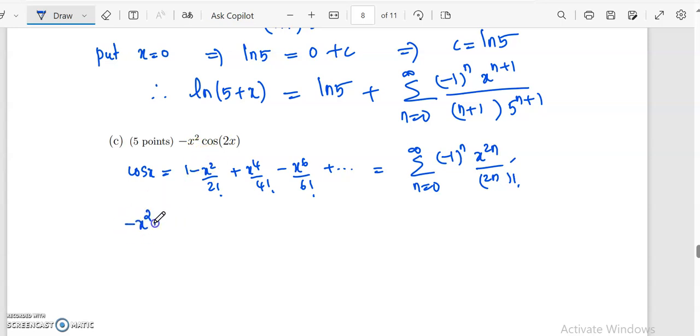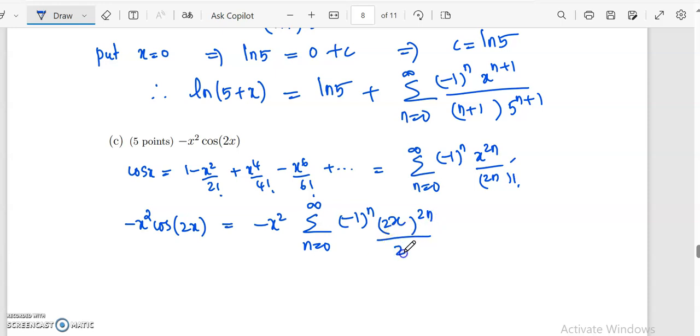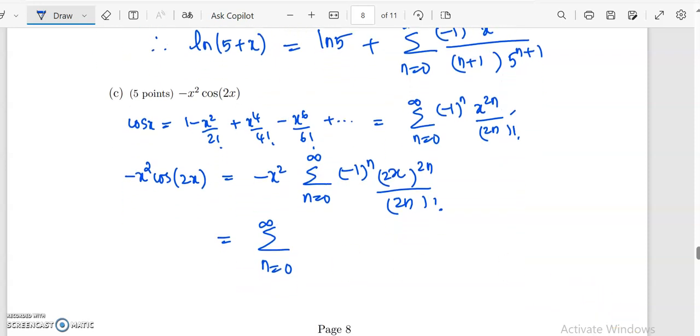So minus x square cos 2x will be equal to minus x square summation n equal to 0 to infinity minus 1 whole raised to n 2x whole raised to 2n by 2n factorial. So that will be summation n equal to 0 to infinity. Taking minus 1 inside, we will get minus 1 whole raised to n plus 1. Then we have 2 raised to 2n here, so that is equal to 4 raised to n.